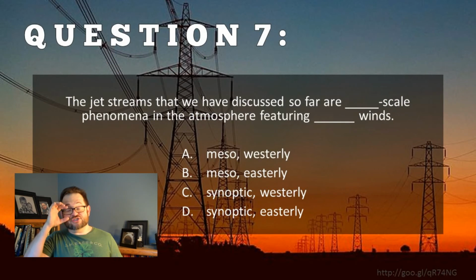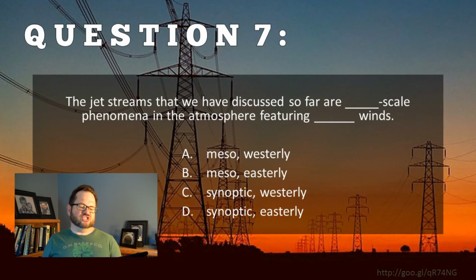In the meantime, though, let's answer a couple of questions about jet streams before moving on to part 3 of our lecture. Question 7. Jet streams that we have discussed so far are blank scale phenomena in the atmosphere featuring blank winds. They are mesoscale or are they synoptic scale? And are they westerlies or are they easterlies? Which of those is the correct way of describing the jet streams that we've seen so far in this class? All right, make a choice from those 4 options and get some feedback before you move on to question 8.